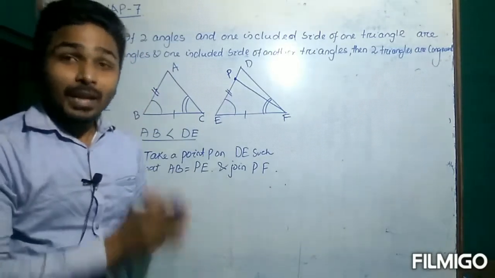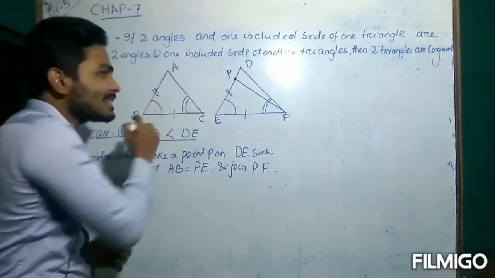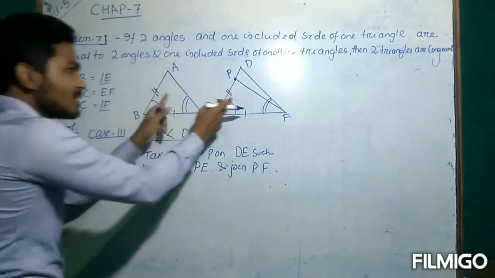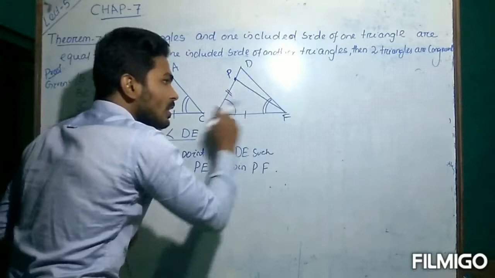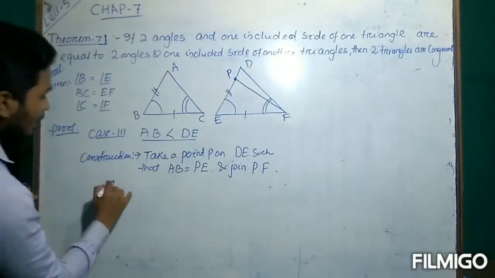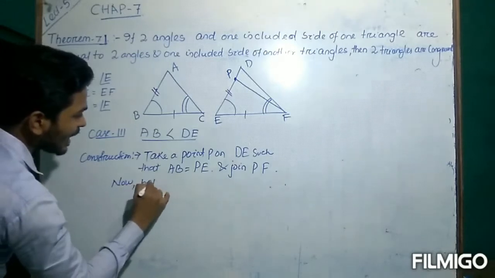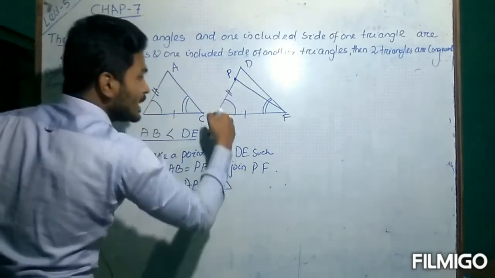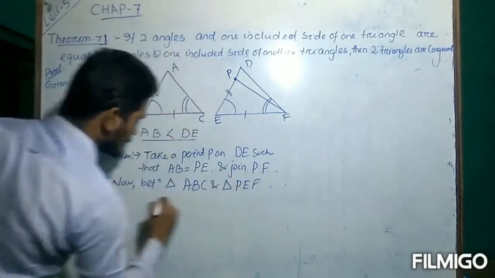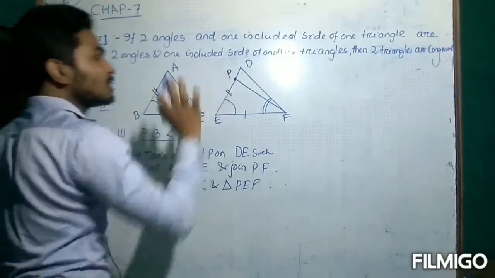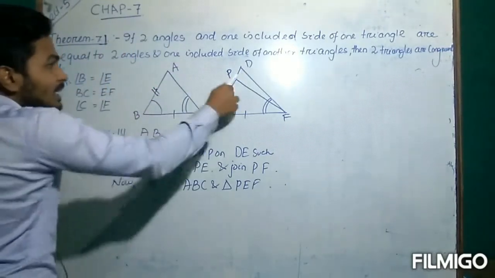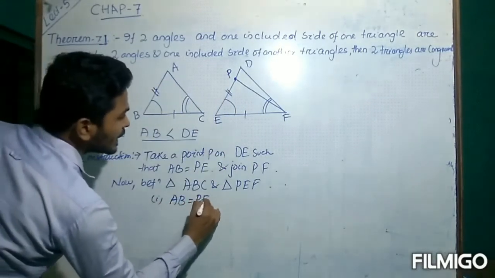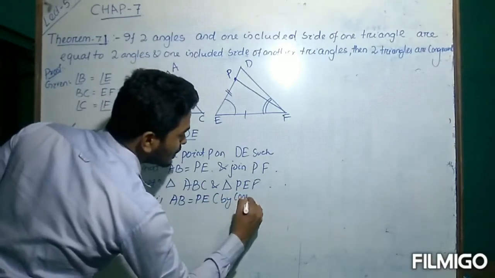Now we have to compare the triangles ABC and the small triangle PEF. We will compare these two triangles, not the larger triangle. This is the smaller triangle with this triangle. Now between triangle ABC and triangle PEF, this distance is equal to this distance because we constructed it so. So AB is equal to PE. Why? By construction.